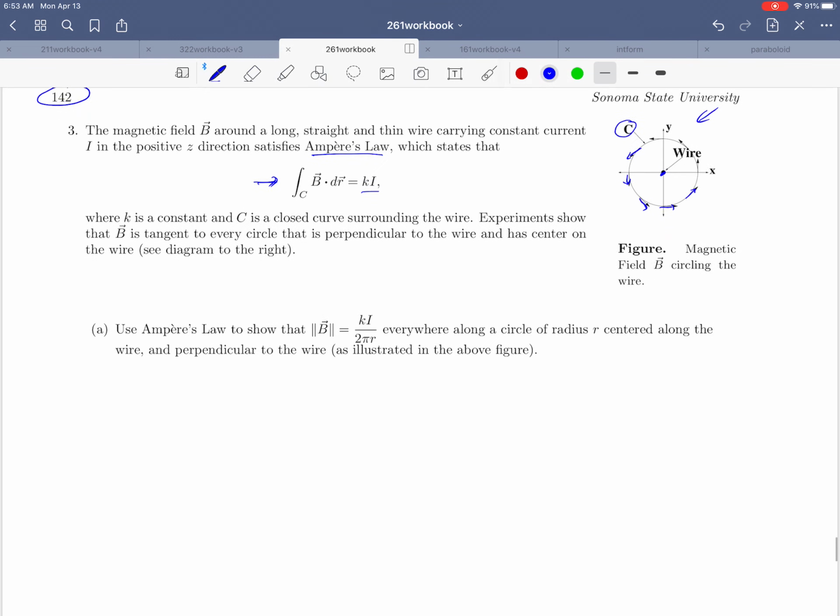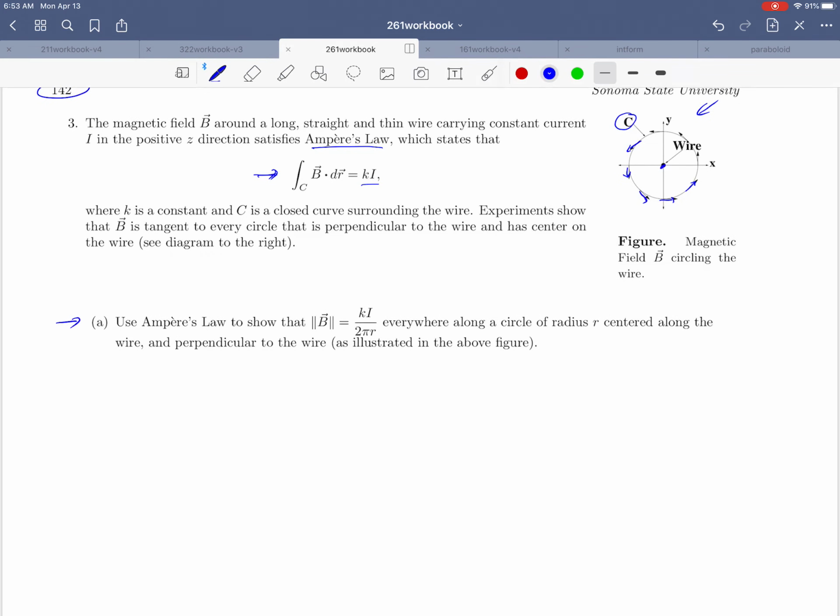We're going to do this in stages, starting with part A here. They ask us to use Ampere's law to show that this magnetic field magnitude always has a formula given by K times I over 2 pi r. You can see some components in that formula. I is the electrical current and r is the radius of the circle. So the bigger r is, the smaller the magnitude of our magnetic field is. Kind of makes sense. It seems logical that our magnetic field should be weaker if we're farther away from the wire. So let's see if we can do that.